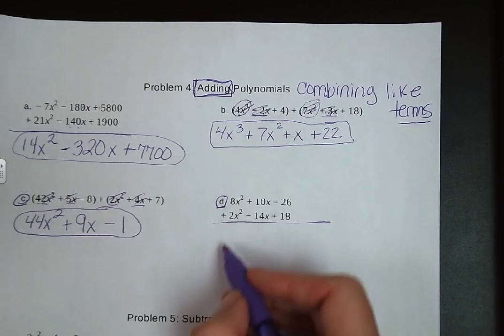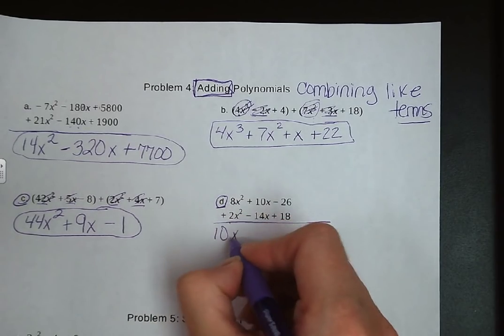Okay. Letter D, we just add vertically. 8x squared plus 2x is 10x squared.